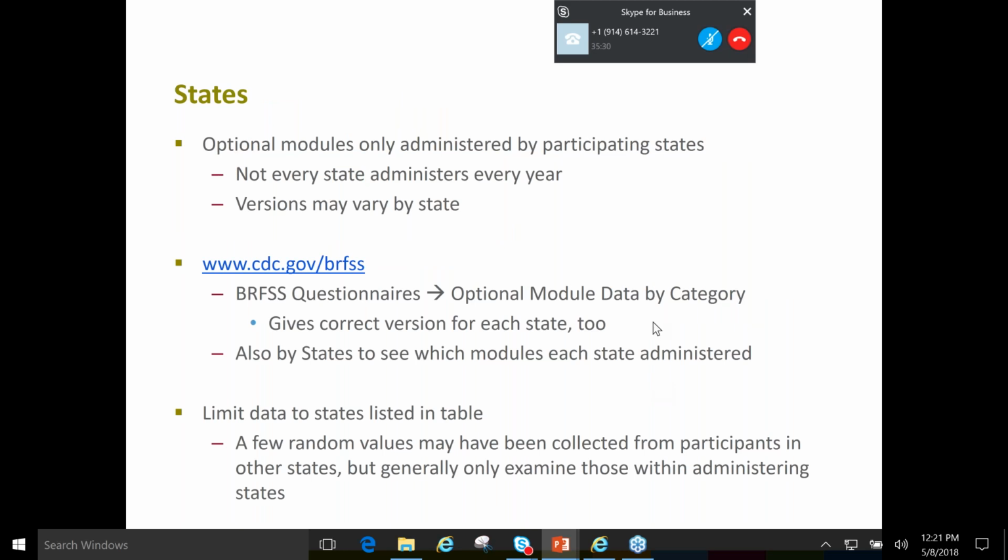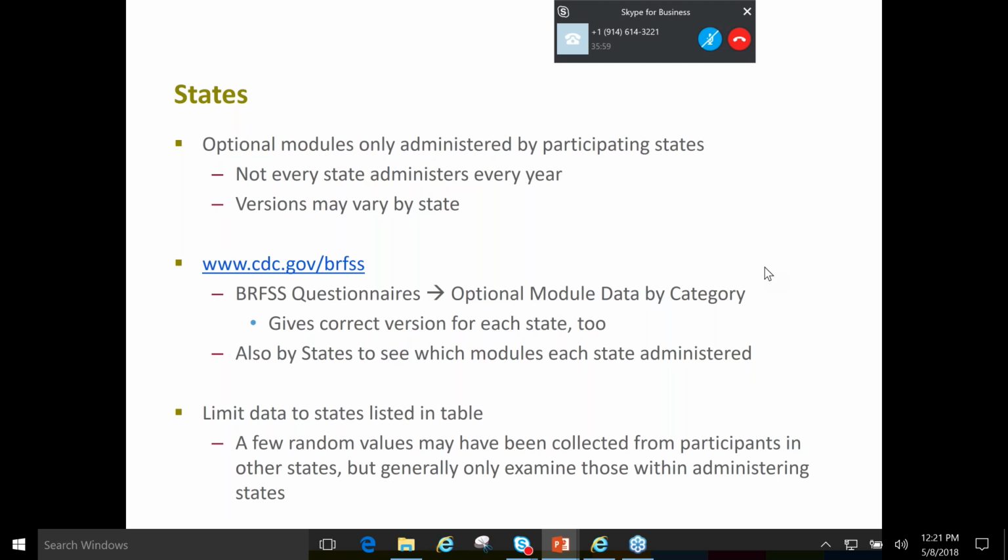So for the states, as Valerie had mentioned, optional modules are only administered by participating states. Not every state administers every module every year, and what's called the version may vary state by state. So some states may only administer an optional module for part of the year. So the final statistical weights are affected, which again might affect confidence intervals.